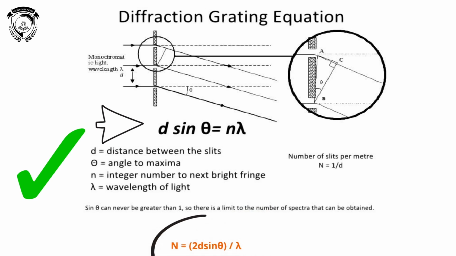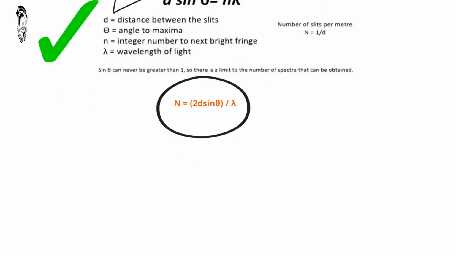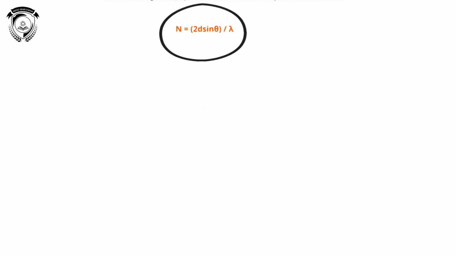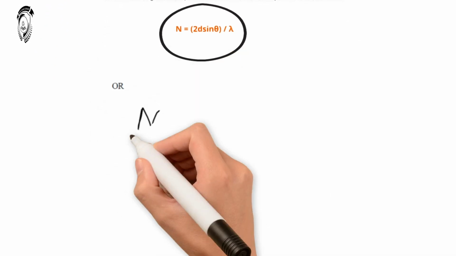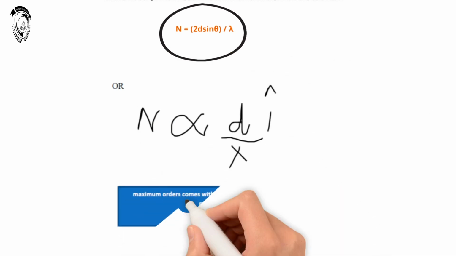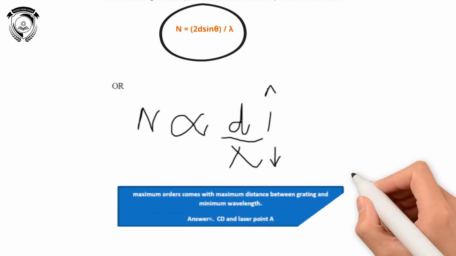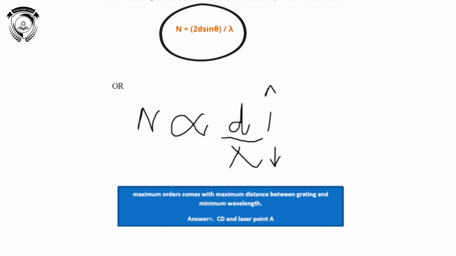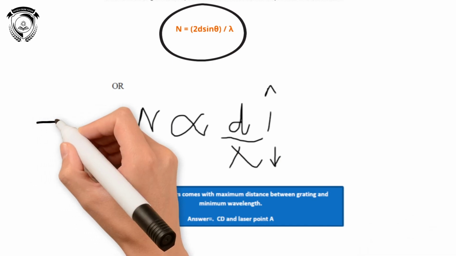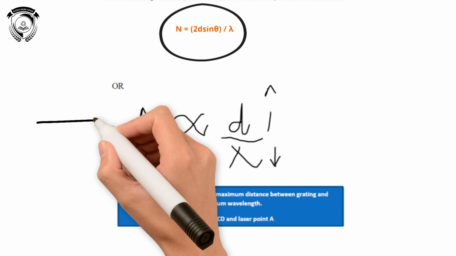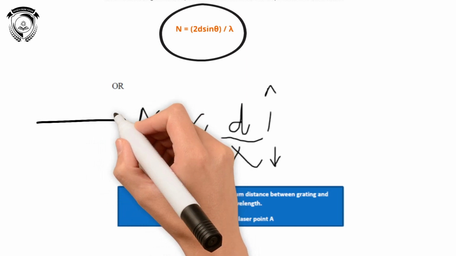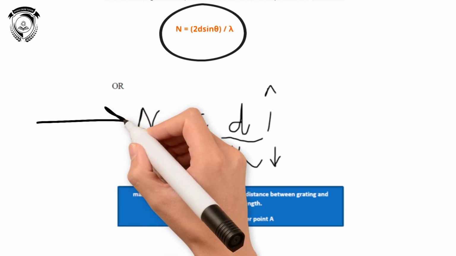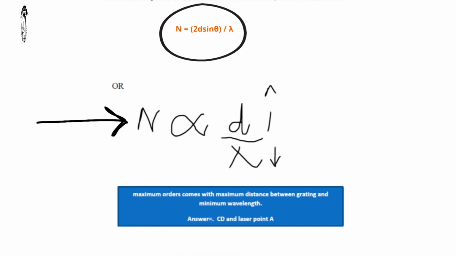I can conclude that the number of fringes is directly proportional to the distance between the slits, and it's inversely proportional to the wavelength of the light. So can I say that the maximum order will come when I have the maximum distance between the slits of the grating and the minimum wavelength, according to the equation I have.